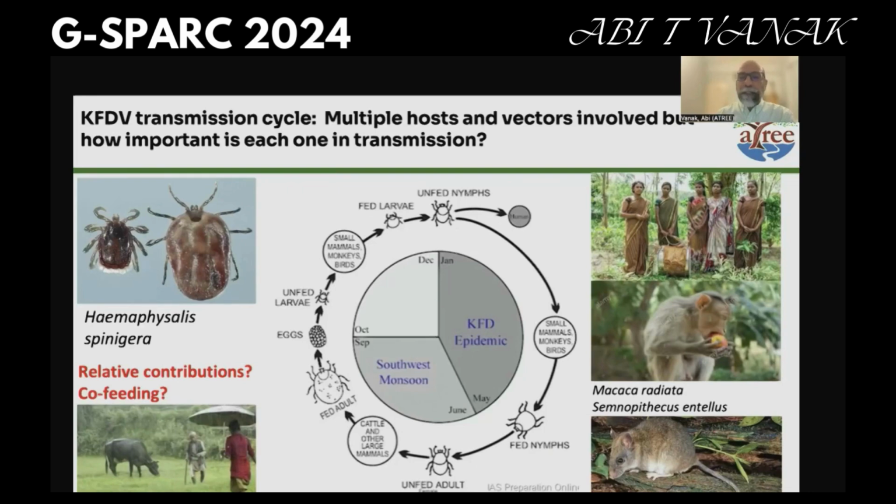Basically, the tick itself goes through several stages, and at any of these stages, especially if it's taking a blood meal, it could become host to the virus. And when it matures to the next stage, it then seeks another blood meal where it can potentially infect another animal. It could be a small mammal like a rodent or a shrew, or a medium-sized mammal like a monkey.